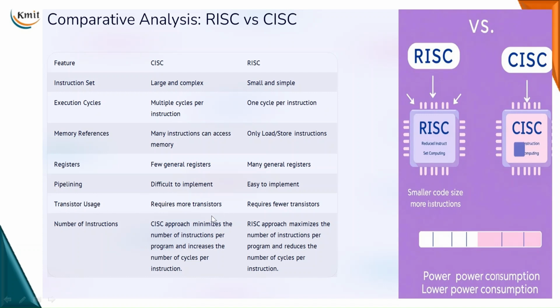Next comes the transistor usage. In terms of the hardware, CISC requires more transistors to implement, whereas RISC requires very few transistors. Next, coming to the number of instructions, the CISC approach minimizes the number of instructions per program and increases the number of cycles per instruction. In the case of the RISC approach, it maximizes the number of instructions because you require more and more instructions to perform a given task, even though they are simple instructions. So it maximizes the number of instructions per program and reduces the number of cycles per instruction.